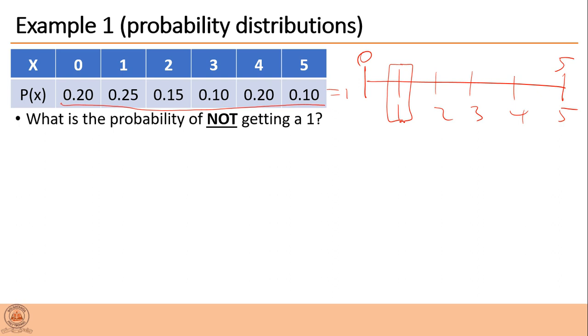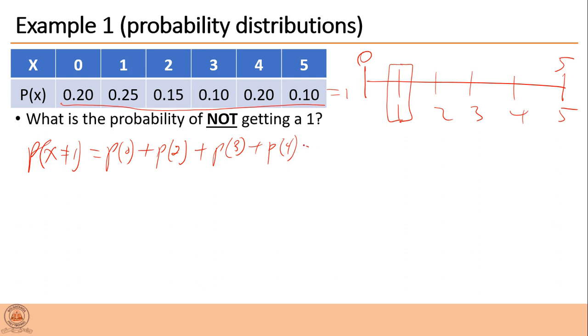So by way of notation, we have probability of x not equal to 1 will be equal to probability of 0 plus probability of a 2 plus probability of a 3 plus probability of 4 plus probability of 5. Now, this is going to take a very long time to solve. Probability of getting one is just this, which we have in the table, 0.25.